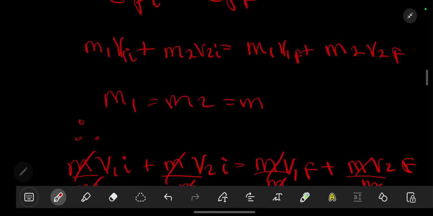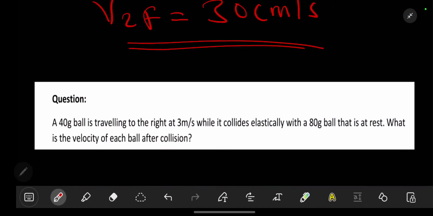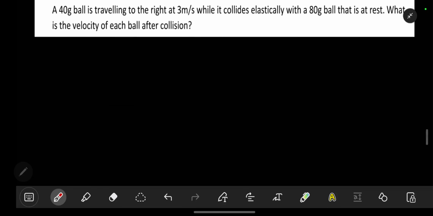Let's look at another question. Let's say we have this one. A 40 grams ball is traveling to the right at 3 meters per second while it collides elastically with an 80 grams ball that is at rest. What is the velocity of each ball after collision?